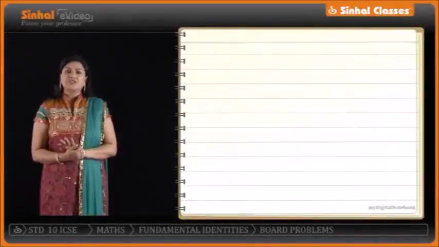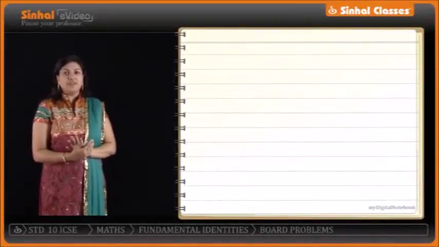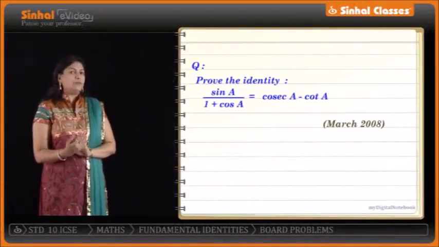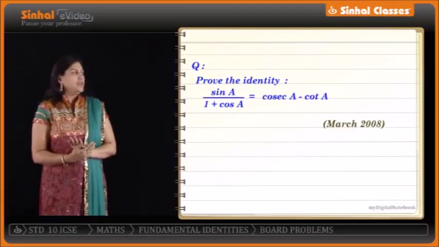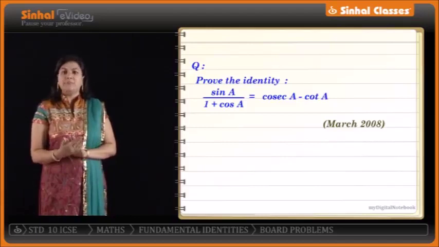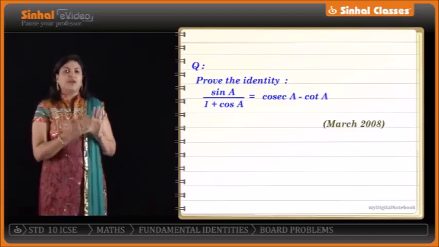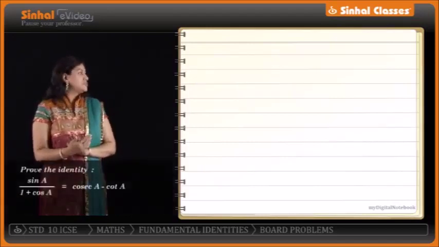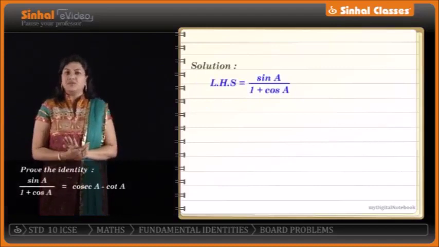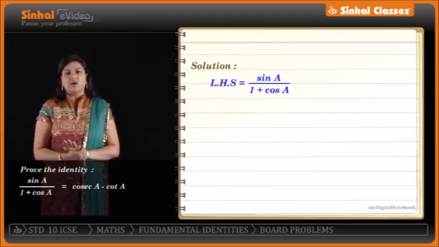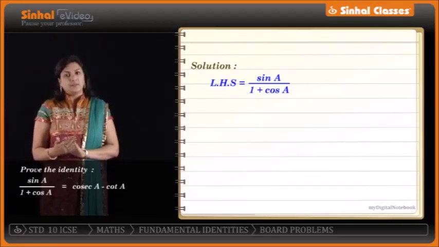Now we have the March 2008 board problem on our screen, which is prove the identity sin a upon 1 plus cos a is equal to cosec a minus cot a. We obviously start with the LHS, which is sin a upon 1 plus cos a. Here in the denominator you see we have 1 plus cos a. So what should you do? We rationalize the denominator, that is multiply by 1 minus cos a.